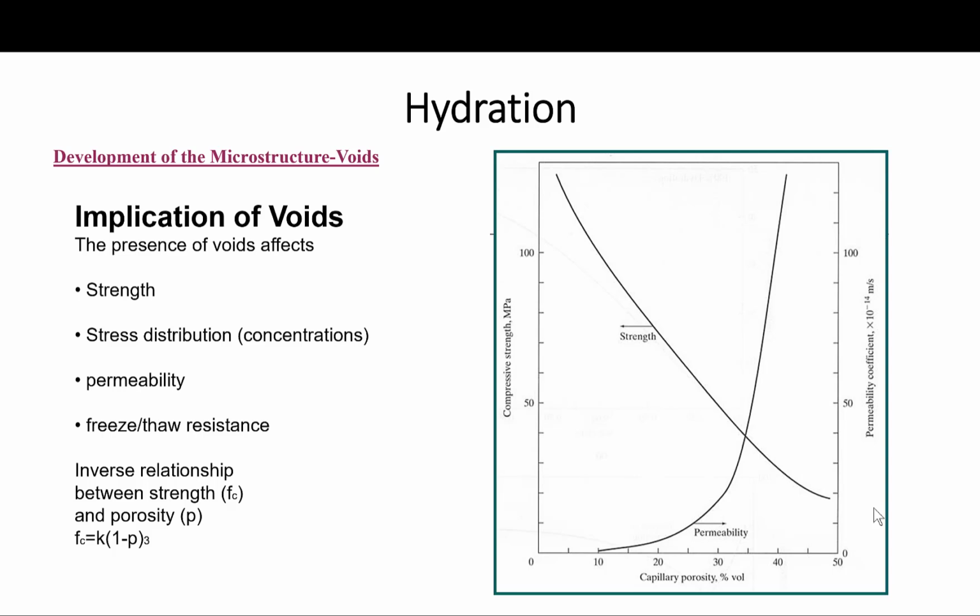As you can see here, here's the capillary porosity percent by volume, and here's the permeability coefficient. As porosity increases, the permeability coefficient increases. The strength decreases. So there is an inverse relationship that has been established between the strength and the porosity. We may talk about this later, but I just want to show you to appreciate the fact that as porosity increases, the strength decreases.